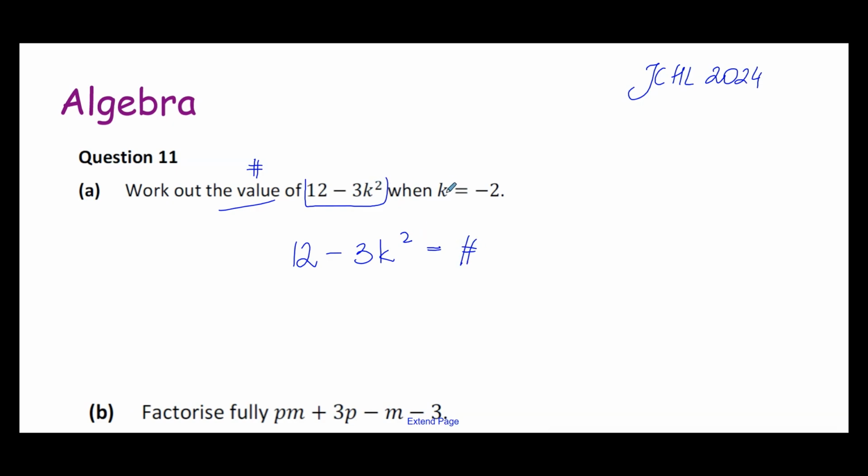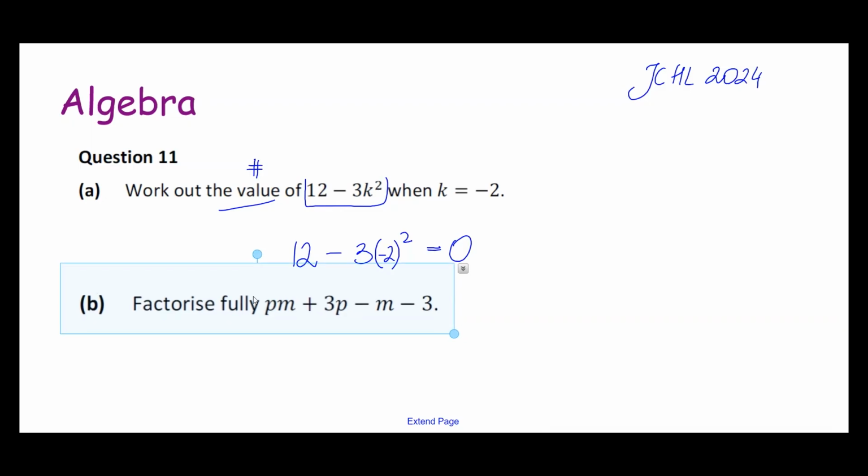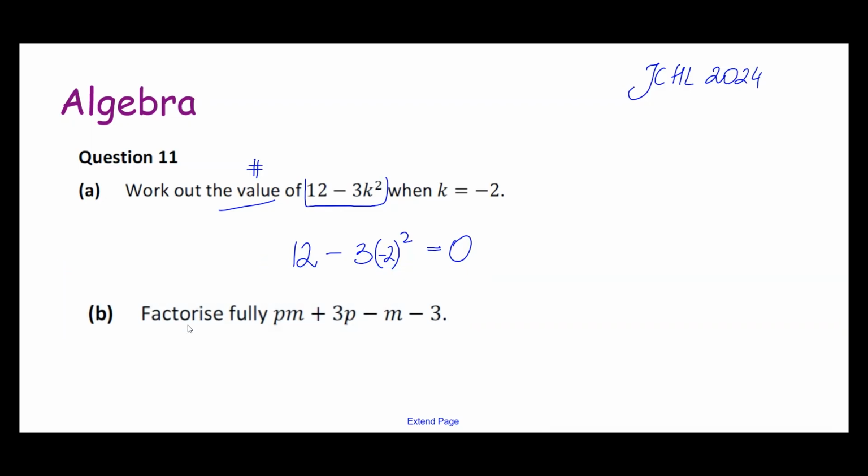And then they are saying when k, so when this is minus 2. So all I do, I swap k with minus 2. And then I put all of that in my calculator, press equal, and then I get the value. And the value I will get will be 0. So simple enough. Okay, let's have a look at the next part of this question.